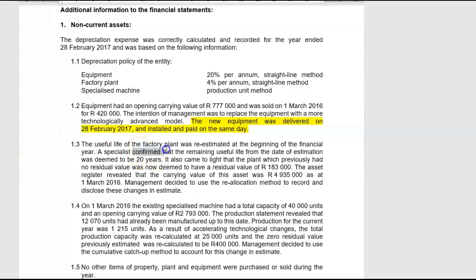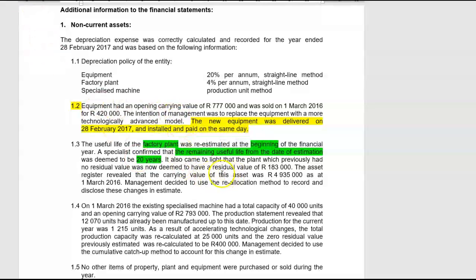Now the next one is factory plant, and they say the useful life of the factory plant was re-estimated at the beginning of the financial year. A specialist confirmed that the remaining useful life from the date of the estimation, when was it re-estimated? At the beginning of the financial year. So it's important that you actually realize what the date was, and that was deemed to be 20 years.